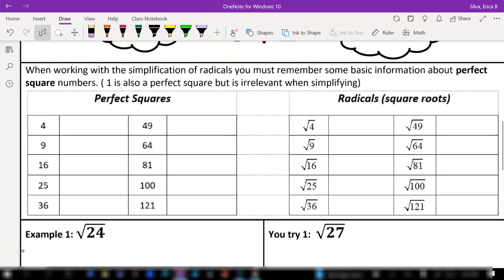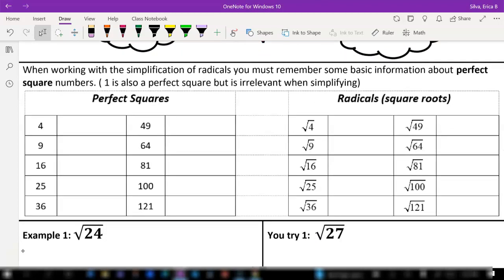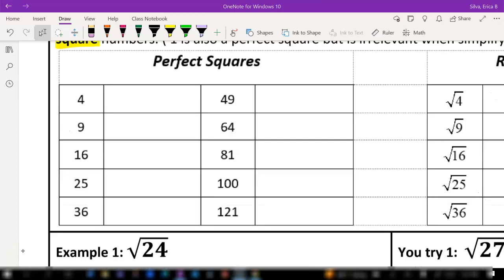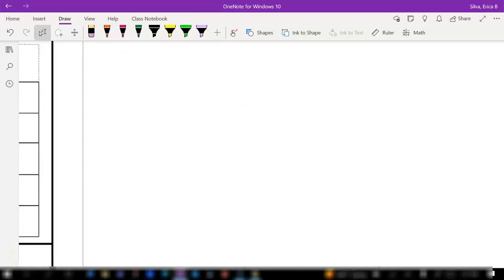When working with simplification of radicals, we must remember some basic information about perfect squares. One is also a perfect square, but it's irrelevant when we are simplifying, and that's why it's not included in our table. So let's look at our perfect squares. Now 4 is considered a perfect square because if we had 4 and this was a square, then we would know the sides had to be 2 and 2 to give us a square of 4.